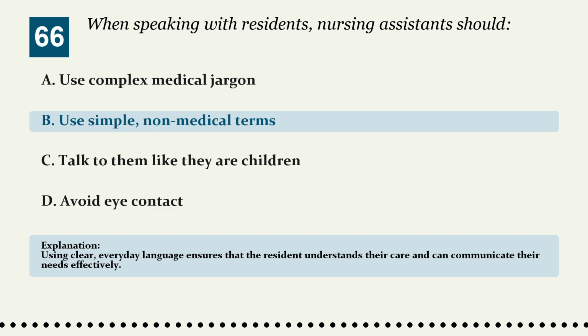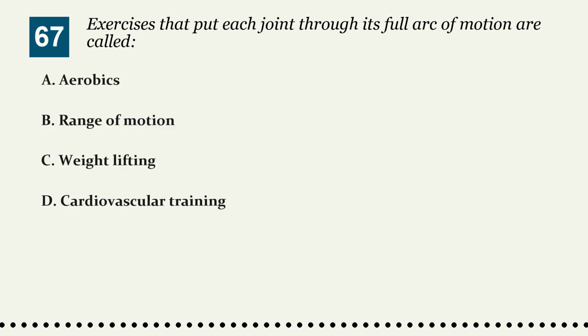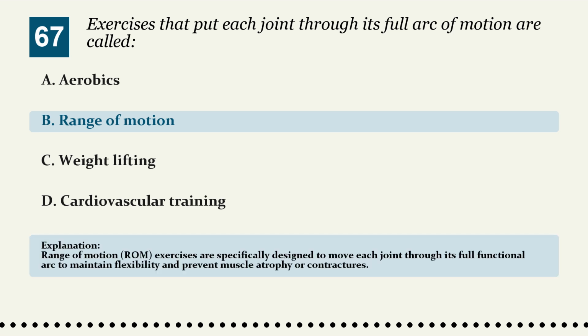effectively. Question 67. Exercises that put each joint through its full arc of motion are called: Option A. Aerobics. Option B. Range of motion. Option C. Weightlifting. Option D. Cardiovascular training. The correct answer is option B. Range of motion. Range of motion, ROM, exercises are specifically designed to move each joint through its full functional arc to maintain flexibility and prevent muscle atrophy or contractures.